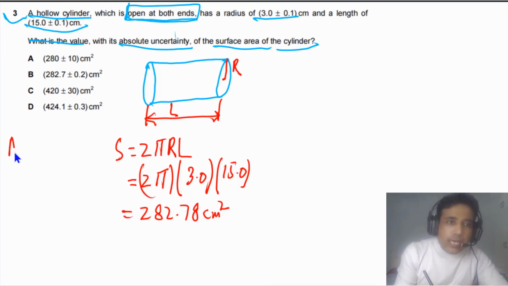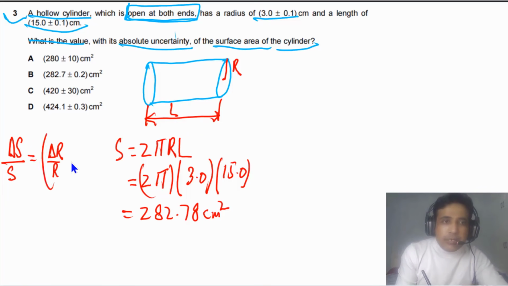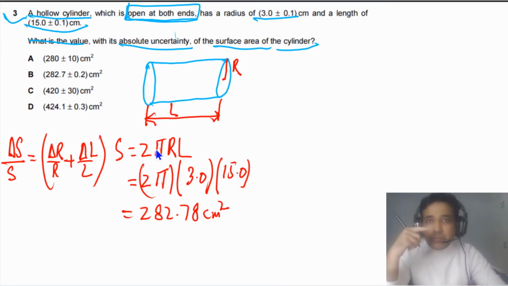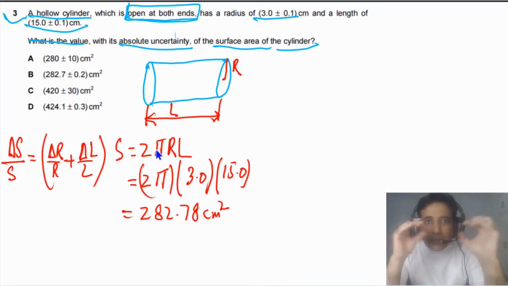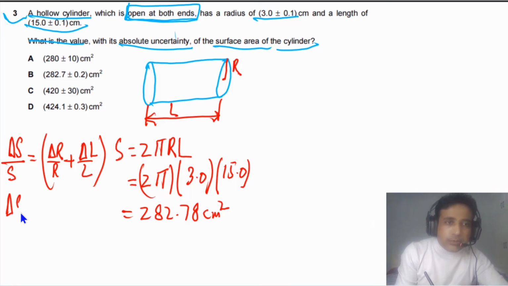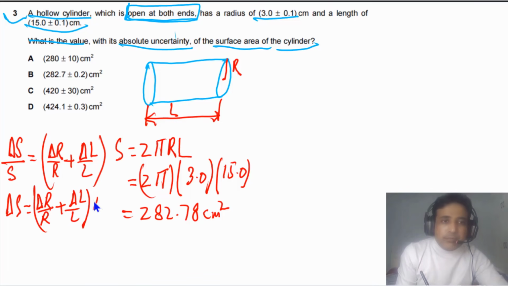Now we need to calculate the absolute uncertainty of surface area. So we have delta S divided by S, and this has to be equal to delta R by R plus delta L by L, because these constants, when quantities are multiplied and divided, have no role in percentage uncertainty because they will be cancelled. So that's the reason we simply ignore them. So in this case, we can say delta S is equal to delta R by capital R, plus delta L by L, multiplied by S.